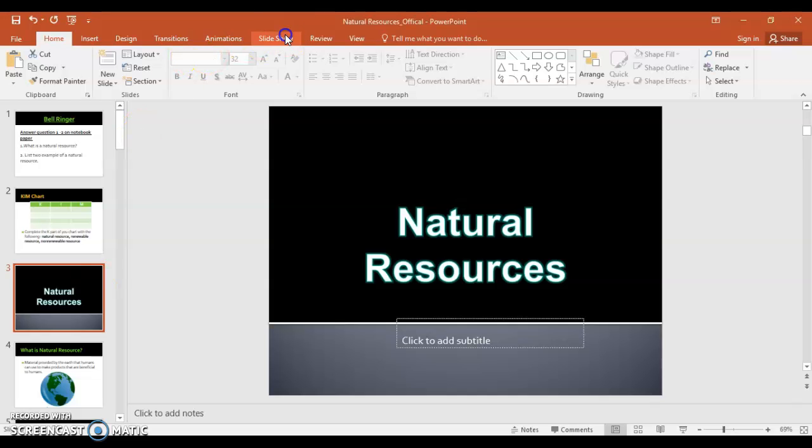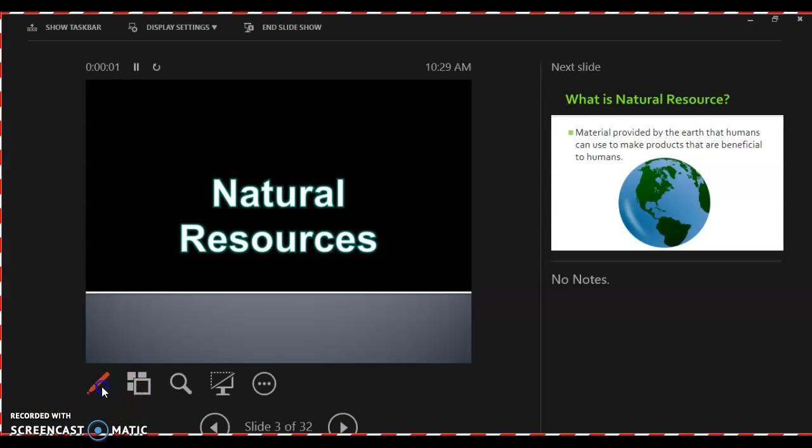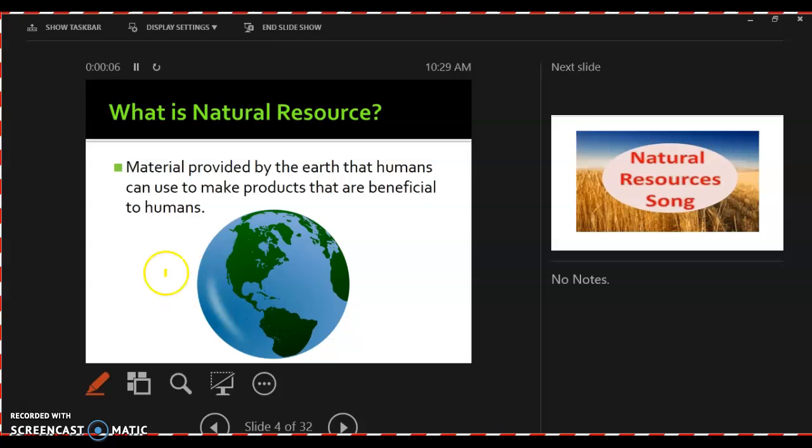So let's get started. You will take these notes in your notebook, and then you're just going to take a picture of it and we'll go from there. Okay, I'll get my highlighter. So, natural resources. What is a natural resource? It doesn't let me highlight the top, so you're going to write down natural resources.